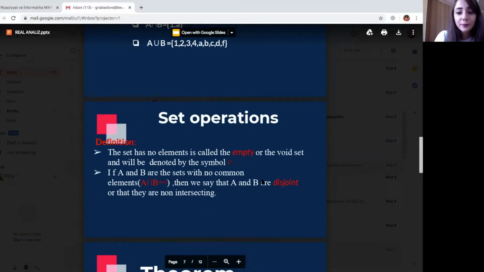If the set has no element, it is called the empty or void set. If A and B are sets with no common element, then we say that A and B are disjoint or non-intersecting sets.